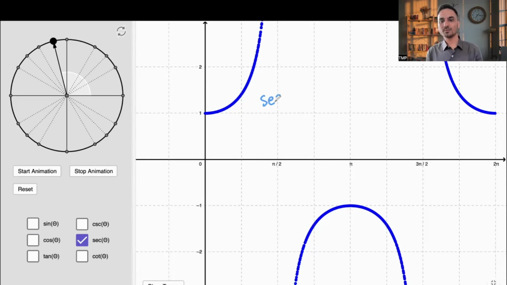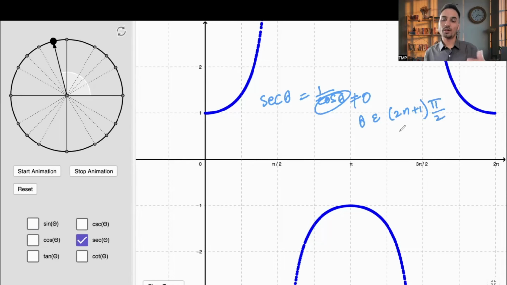We know that sec theta is 1 over cos theta. That means cos theta should not be equal to 0. And you know that cos theta is 0 for 90 degrees, 270 degrees, or we can call that all odd multiples of pi over 2, which can be given as theta belongs to (2n plus 1) pi over 2. At those points, the value of cos is 0, and those points will give you the asymptotes for the sec theta function. Or there will be gaps in the graph at these values.